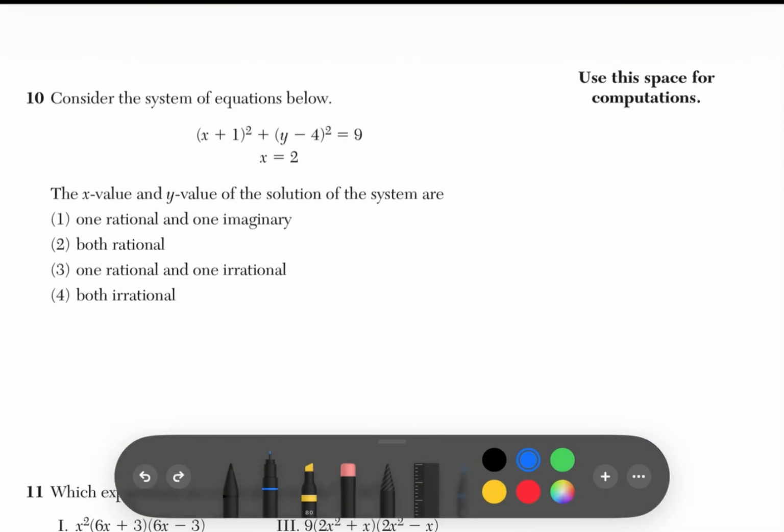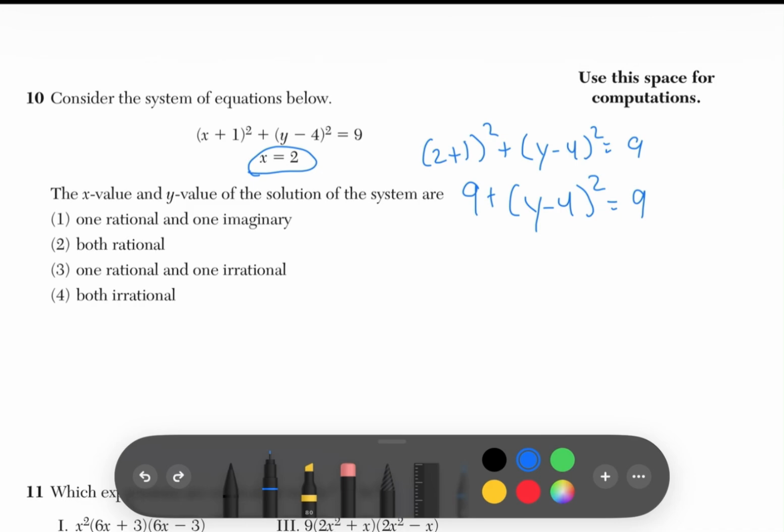Question 10. Consider the system of equations below. The x value and y value of the solution of the system are. So what we need to do in this problem is we need to substitute x equals 2 into this equation. So we're going to do 2 plus 1 squared plus y minus 4 squared equals 9. So if we simplify 2 plus 1, that's going to be 3. 3 squared is going to be 9. Then 9 plus y minus 4 squared equals 9. Now we need to isolate the y, so we can subtract 9 on both sides. We're going to get y minus 4 squared equals 0.